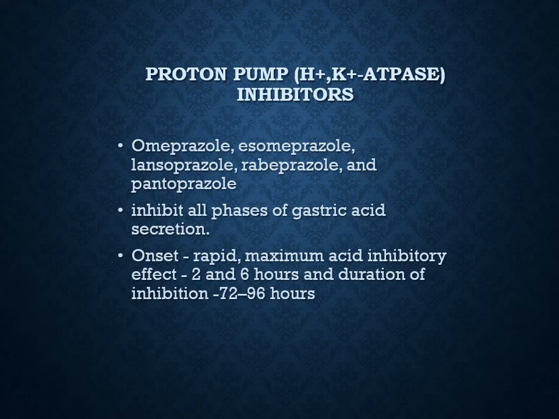And we have the proton pump inhibitors. We have the first generation, omeprazole, and the later generations, rabeprazole and pantoprazole. They inhibit all phases of gastric acid secretion. Their onset of action is rapid and can reach up to 6 hours, and the duration of inhibition is up to 96 hours.